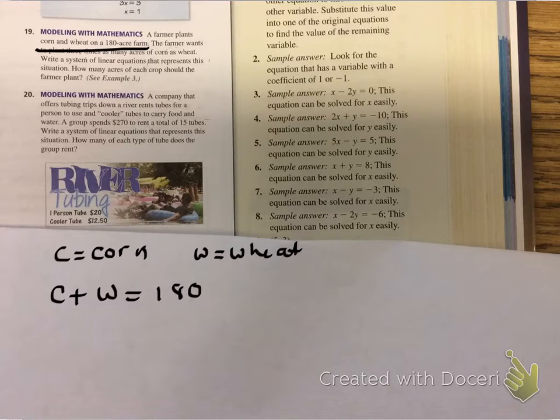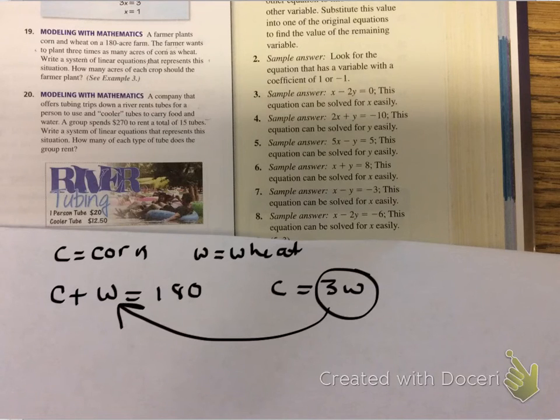Now, look at the other equation. It says the farmer wants 3 times as much corn as wheat. So am I doing 3 corn or 3 wheat? No, the corn needs to be more. Corn needs to equal 3 times wheat. Because we want the corn to have more. And then we substitute. Does that make sense? I need you to stop avoiding the word problems. Got it?